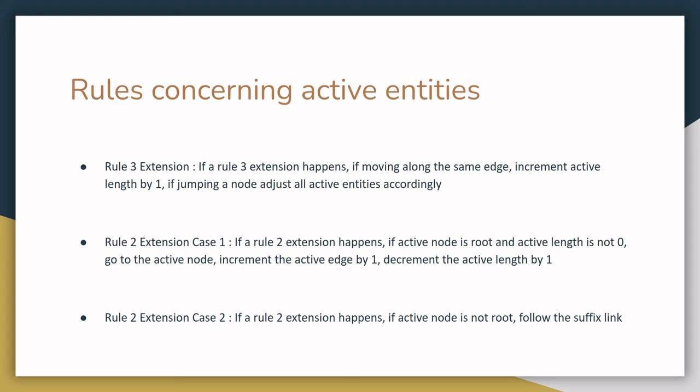In the second case, if a rule 2 extension happens and if the active node is not root, we follow the suffix link. Again, right now you might feel that this is quite overwhelming and there are a lot of rules and a lot of concepts and a lot of things to keep in mind, but everything will become very clear as we go through an example.